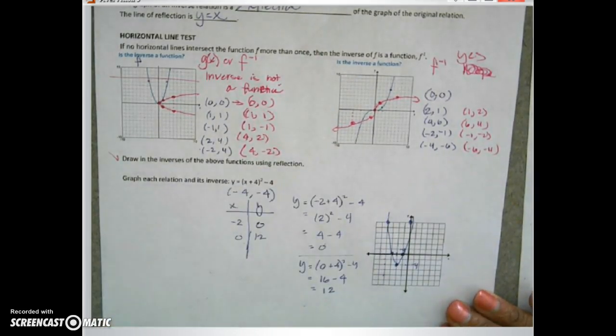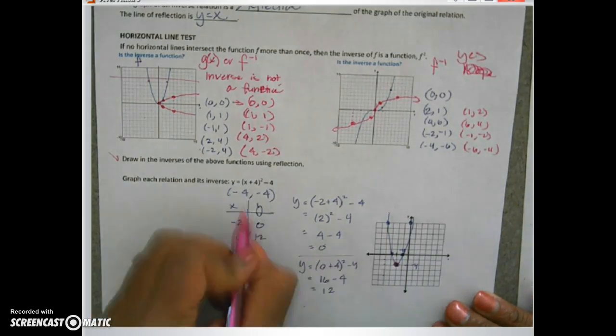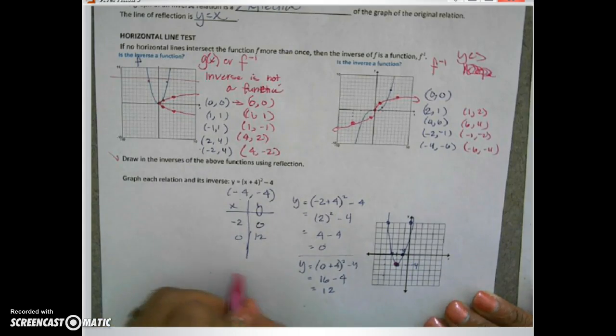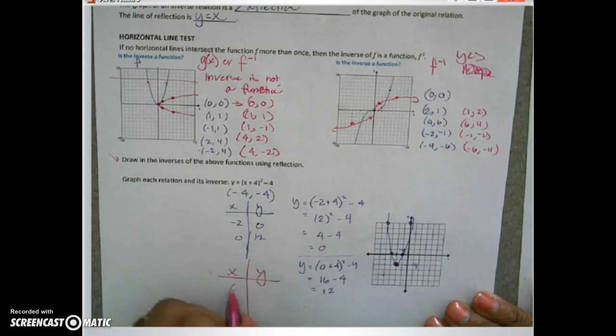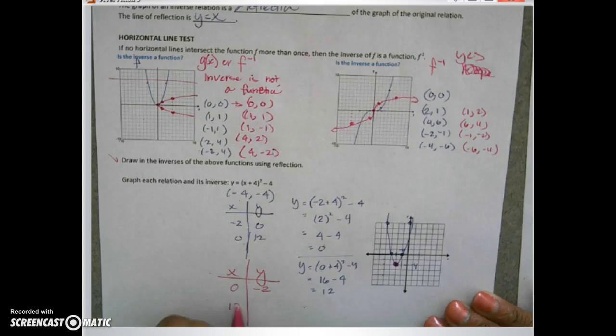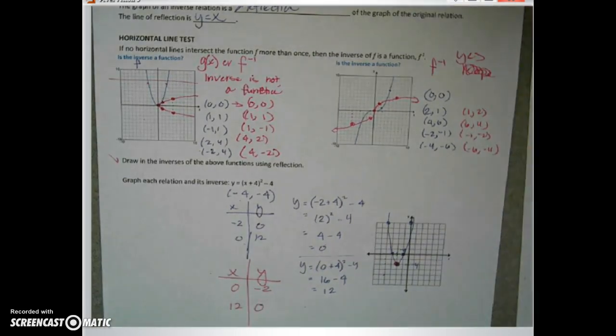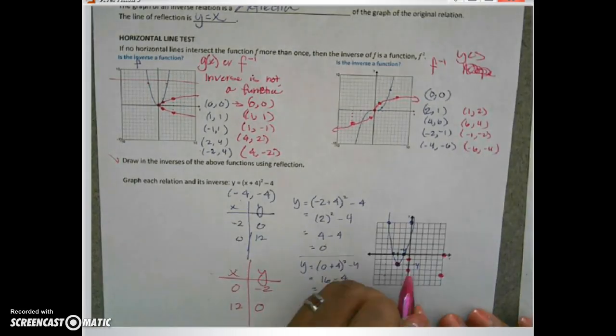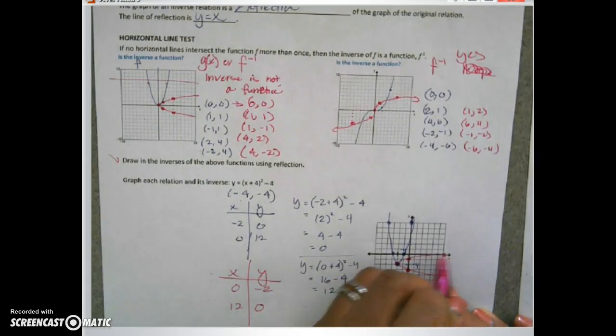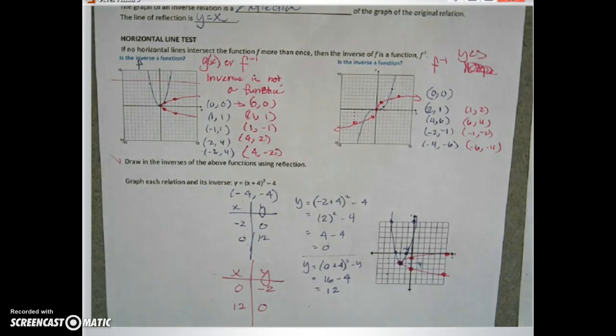Next thing that you're going to do is reflect. So my vertex is still here because it's -4, -4. And then for my XY table, I have 0, -2, and 12, 0. And I'm still going by 2's on the graph. So I reflected them and I plotted them. And this would be my graph. There you go. You can check my work if you'd like to.